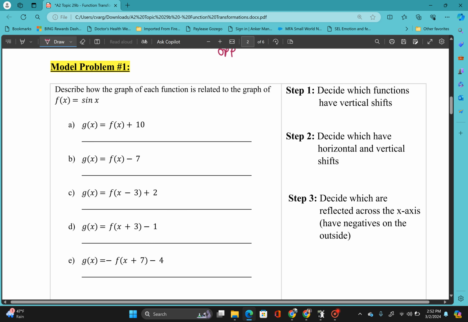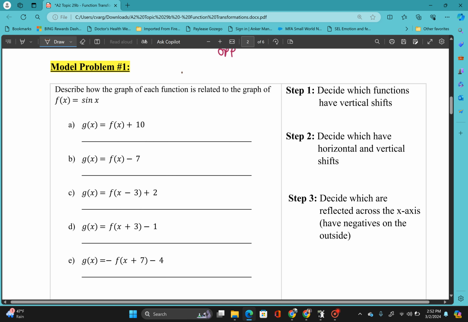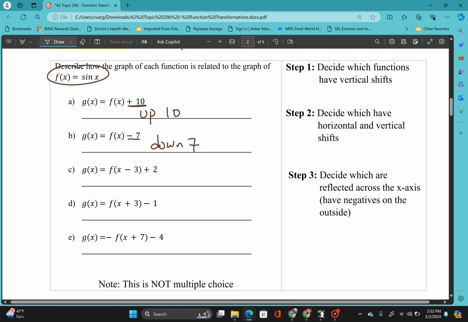All right, so let's answer some questions. Let's go brown. Why not? So we have our original function, which is f of x is equal to sine of x. And let's see what happens here, right? So if it's plus 10, this is not in parentheses. That means it's going to get shifted just up 10. Okay. If it's minus 7, again, it's not in parentheses, so this is going to be shifted down 7. Do you see that? We're giving direction and quantity, how much. This is in parentheses, so this is going to be shifted to the, and it's opposite of what you think.